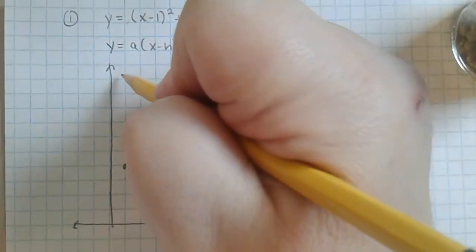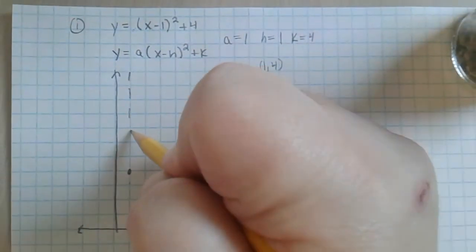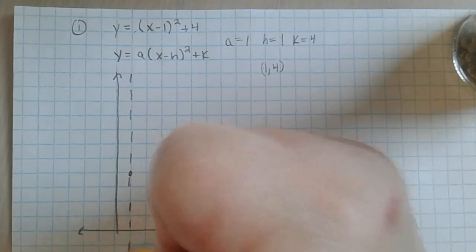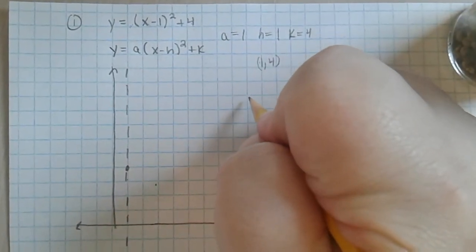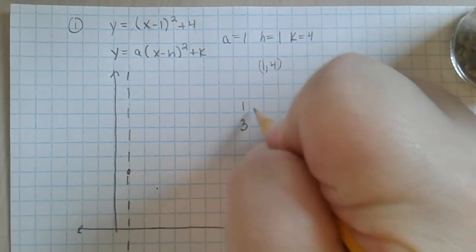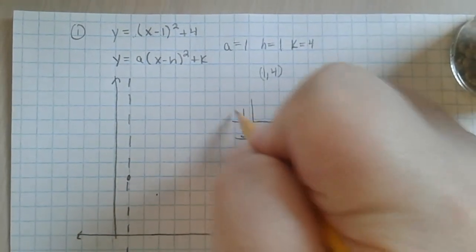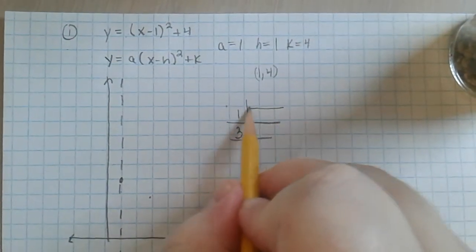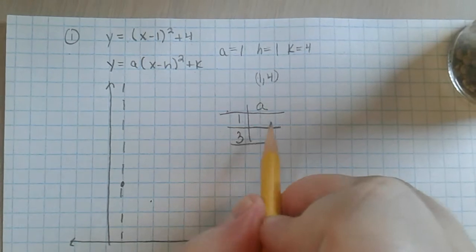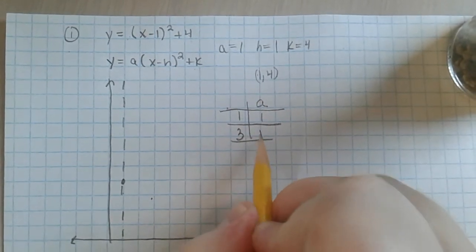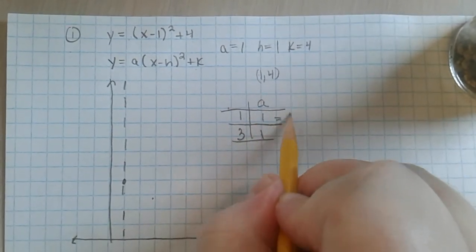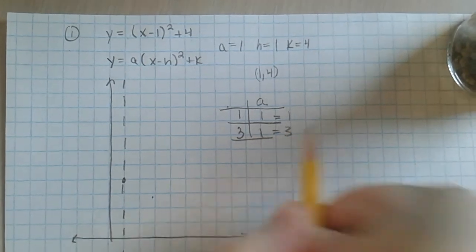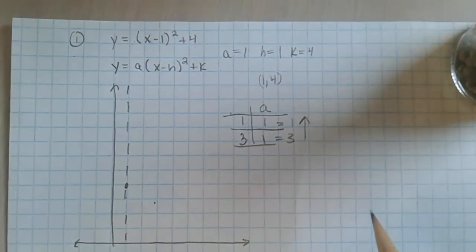So I plot (1, 4) on my graph. I'm going to draw in my axis of symmetry. Okay, for my vertical change, I'm always going to start with my first two odd positive numbers. Okay, my a value we said was 1 here. So I multiply across. 1 times 1 is 1. 3 times 1 is 3. These are positive numbers, so we're going up.